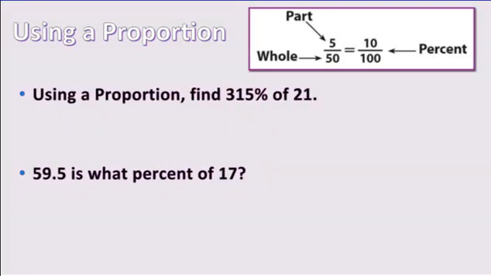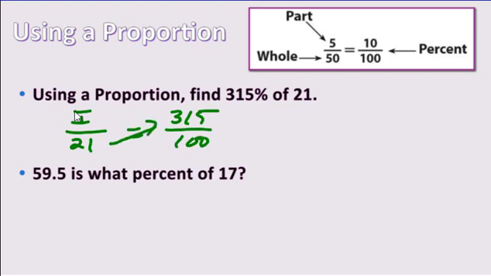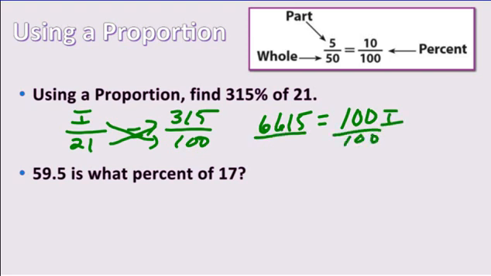Next one, use a proportion to find 315% of 21. So you need to find the is. The of is 21. 315%. So cross products. We got 315 times 21 gives us 6,615 equals 100p, or 100i. Divide by 100. I would be 66.15.